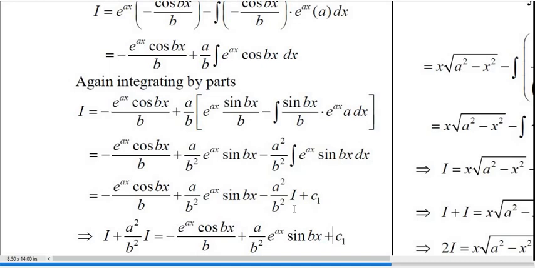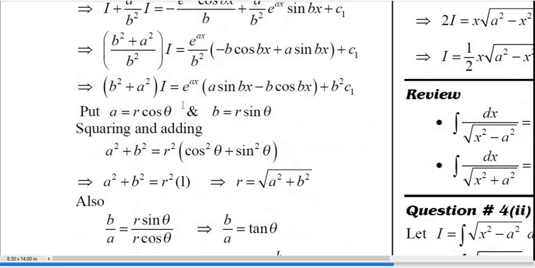Now move this term from right side to left side, its sign will be changed from negative to positive. Now take LCM. LCM is b square. We get b square LCM, okay, b square multiplied by I is b square plus a square I, taking I as common, which is equal to e power ax divided by b square into minus b cos bx plus a sin bx plus c1 is a constant of integration.